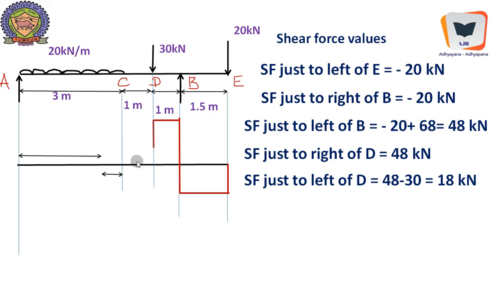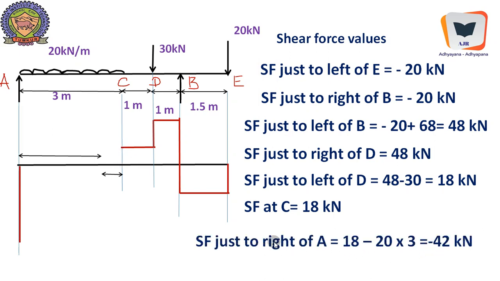And this 18 kilonewton will continue up to C. SF at C is 18 kilonewton, and SF at A we will compute just to the right of A, that is over here up to C. It was 18 kilonewton. Once again, minus 20 into 3, that is equivalent concentrated load owing to UDL. So we will get minus 42 kilonewton as the shear force at this particular point, and here 42 kilonewton happens to be the reaction at A. So reaction at A is positive because it is going up, and we are getting the shear force to be negative. Therefore, the computation of shear force is correct, and the variation is linear.